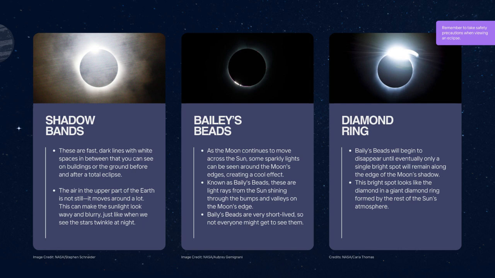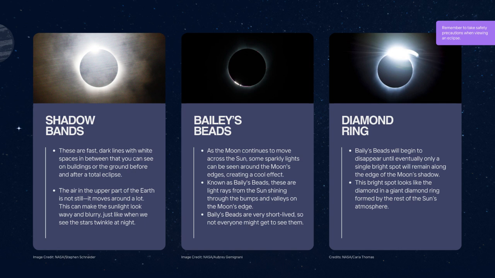Bailey's beads. As the moon continues to move across the sun, some sparkly lights can be seen around the moon's edges, creating a cool effect. Known as Bailey's beads, these are light rays from the sun shining through the bumps and valleys on the moon's edge. Bailey's beads are very short-lived, so not everyone might get to see them.